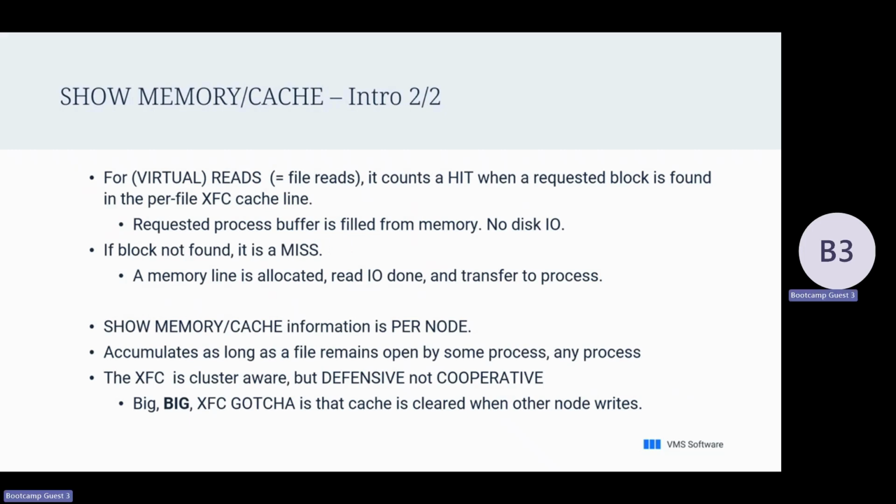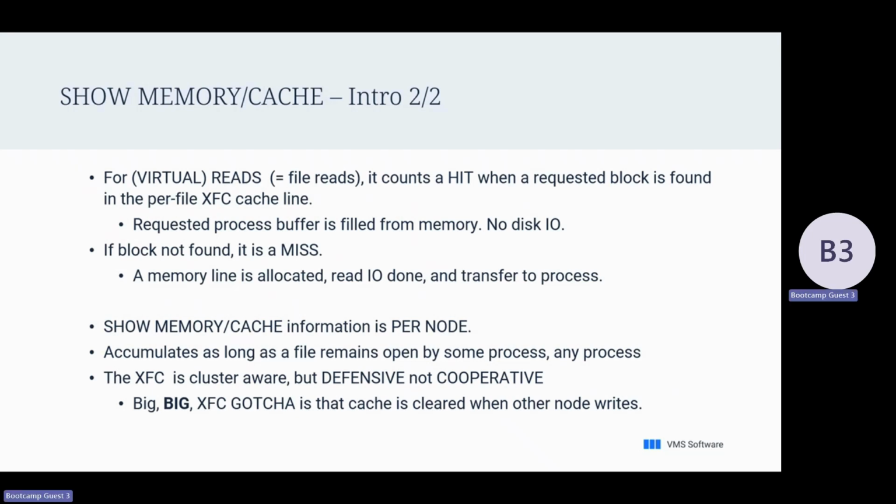You know what SHOW MEMORY/CACHE does, I think, most of you. For virtual reads, for file reads, logical, physical reads, it doesn't do anything. It counts a hit when the requested block is found in an XFC cache line, and it fills the process buffer that RMS requested from memory and doesn't do any disk I/O. If the block is not found, we label that a miss, and the memory line is allocated, a read is done, and then transferred to the process.